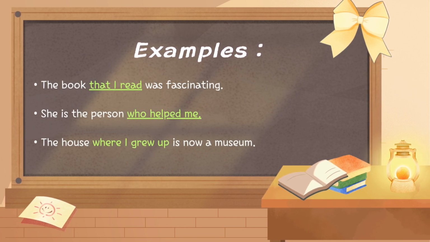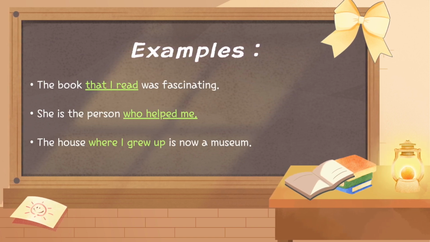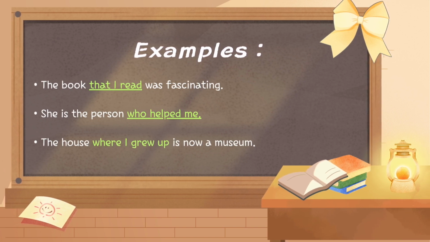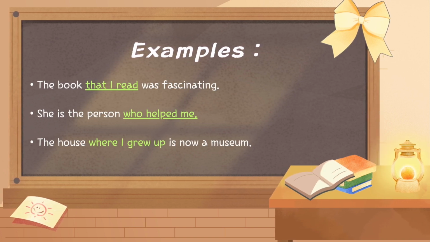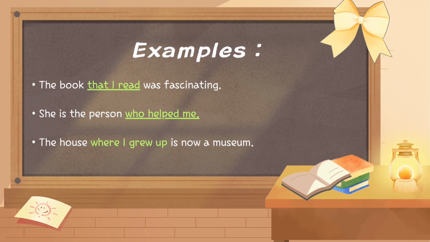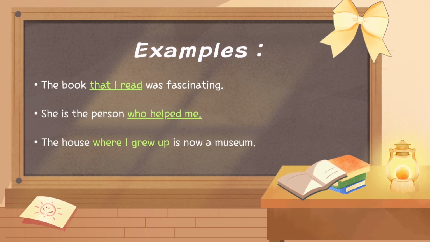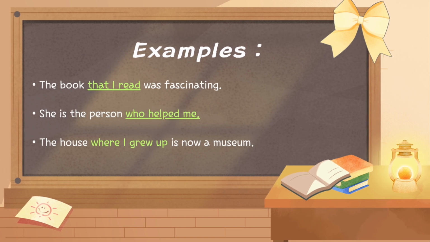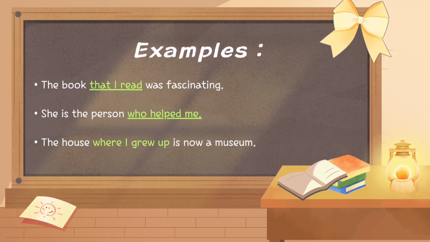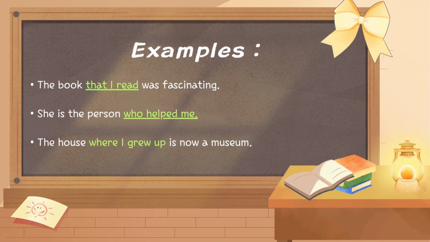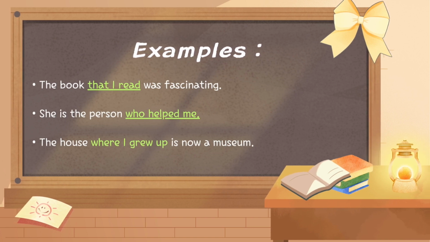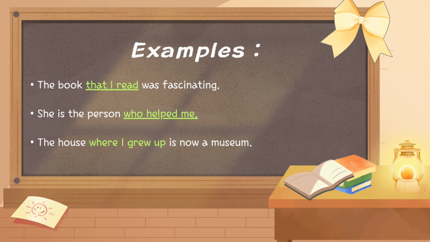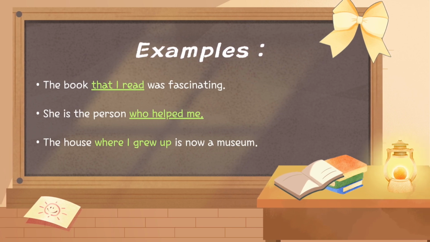And the next is the adjective clause with where or when. Adjective clauses can also be introduced by relative adverbs like where or when, which give information about time or place. For example, the house where I grew up is now a museum. In the sentence, where I grew up modifies the noun house, explaining which specific house is now a museum.